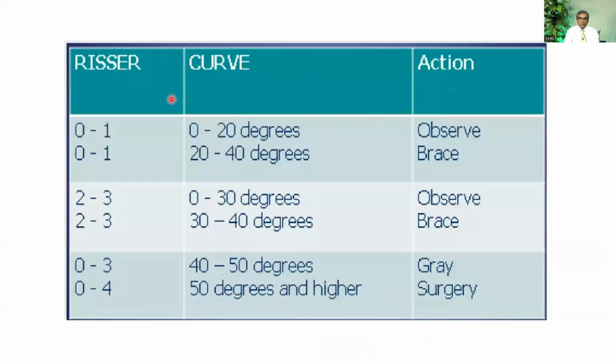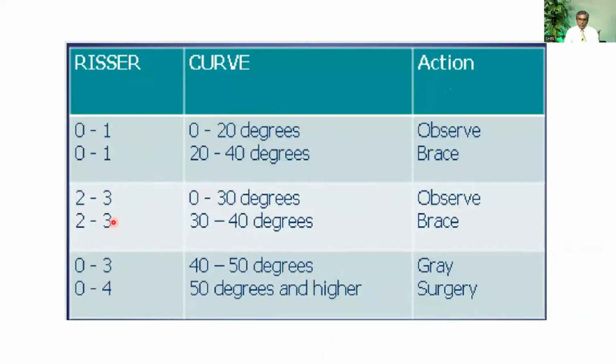Now, this particular chart shows what the action that we need to take. So if the Risser grade is 0 to 1, if the curve is less than 20 degrees, we can observe. We don't have to brace. Again, if the Risser grade is 0 to 1, but the curve is beyond 20 degrees, we have to put a brace.